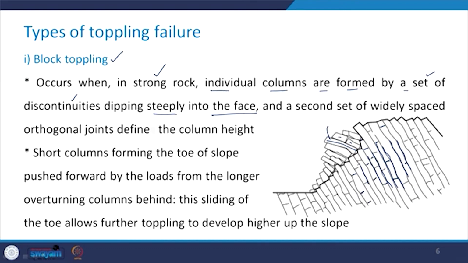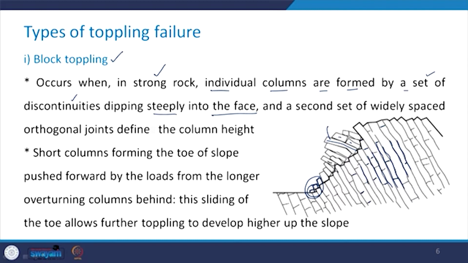The short columns forming the toe of slope, that is here at this location. So, you see that here the columns are pretty short near the toe of the slope. These short columns, which are the part of the toe of the slope, are pushed forward by the load from the longer overturning columns behind. So, you see here this figure is self-explanatory.